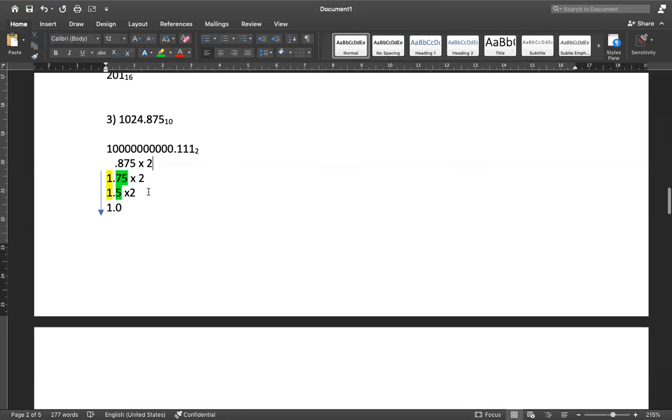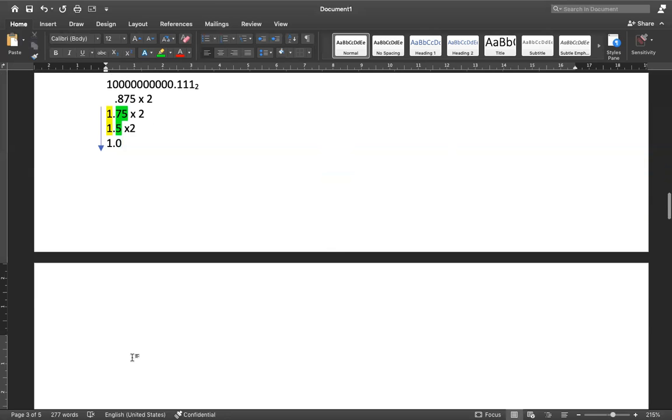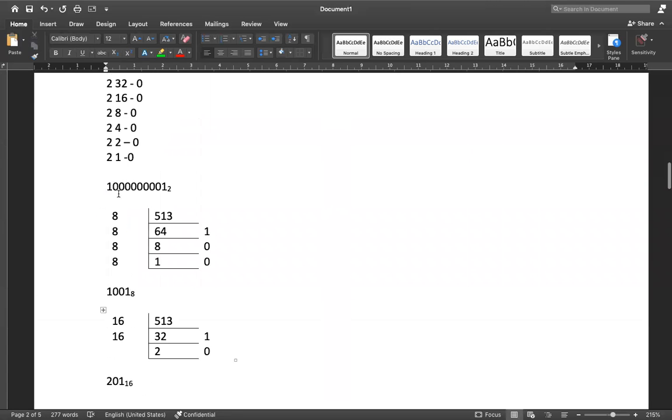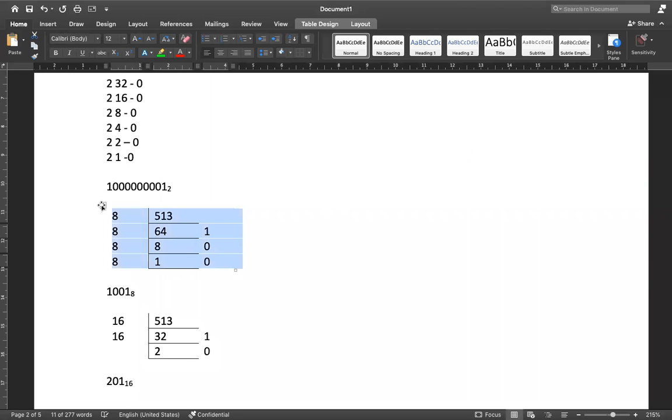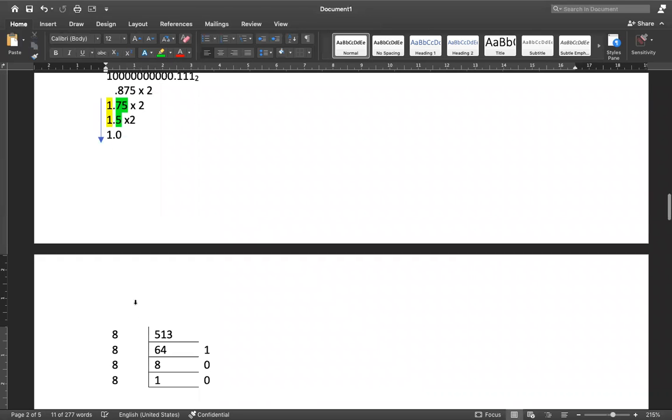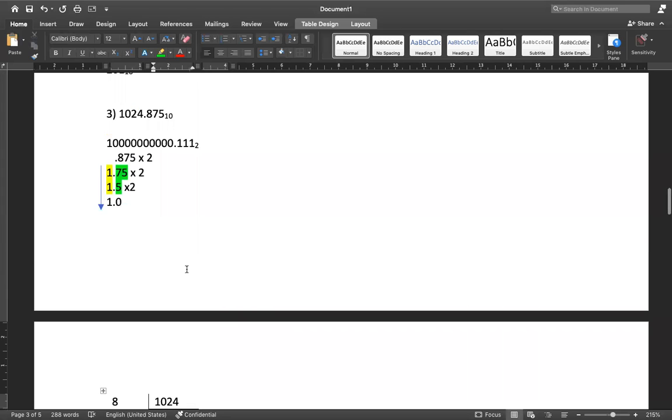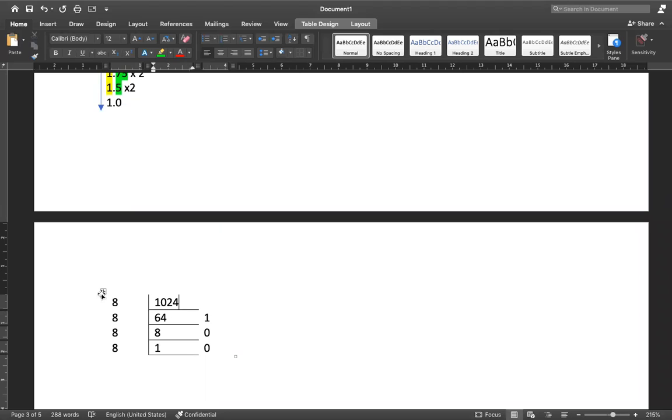Okay, similar to that in octal, we can use the 1024. I'm going to use the same method. Now this is 1024.875. Let's forget about .875 first. 1024 divided by 8. What is the value? It is 128. Remainder is 0.